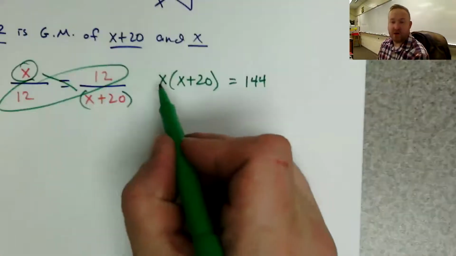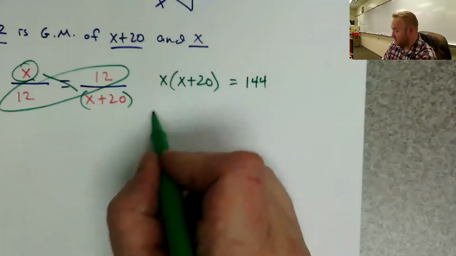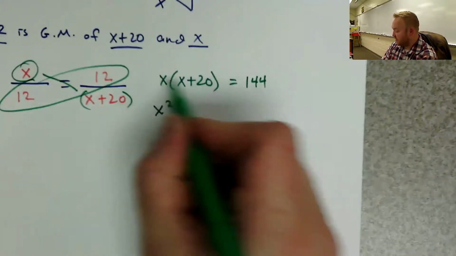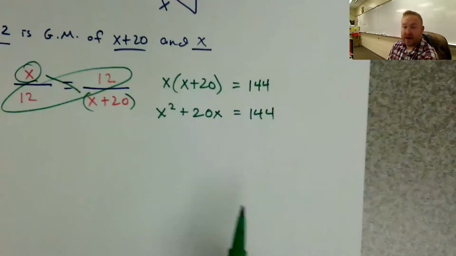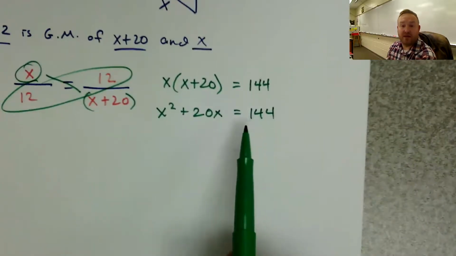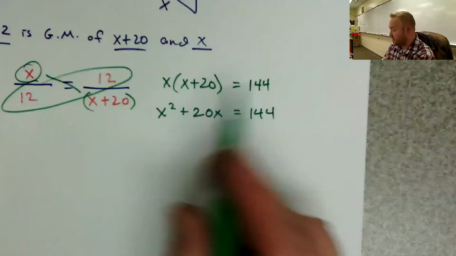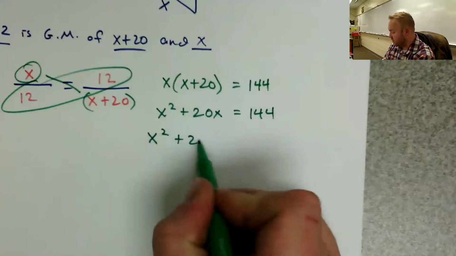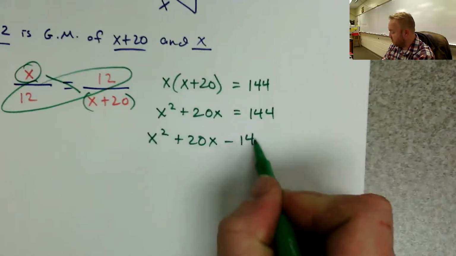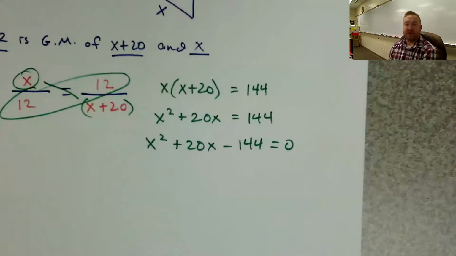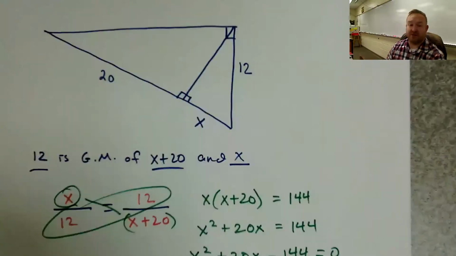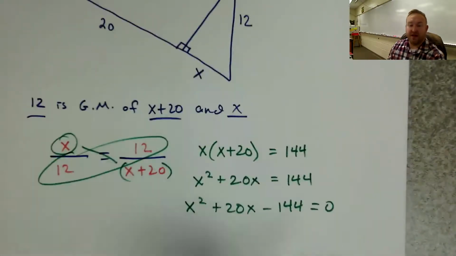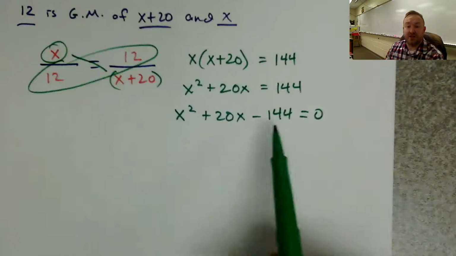Okay, we need to distribute our x. X times x is x squared. X times 20 is 20x. Okay, then we need to get 0 on one side of this equation. So I'm going to subtract 144. There we go. Now, I will point out that you don't always end up with a quadratic equation when you're solving these problems. Sometimes you do, sometimes you don't. In this case, we did. Okay, we need to solve this equation.